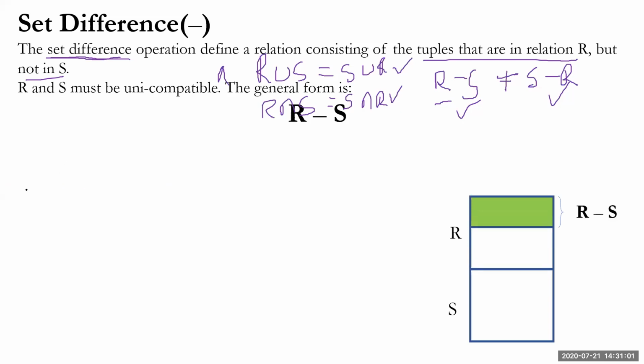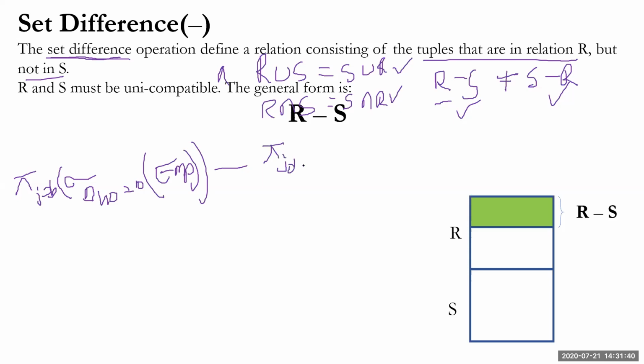So we could specify pi of job of sigma department number is equal to 10 of EMP, minus pi of job of sigma department number is equal to 20 of EMP.